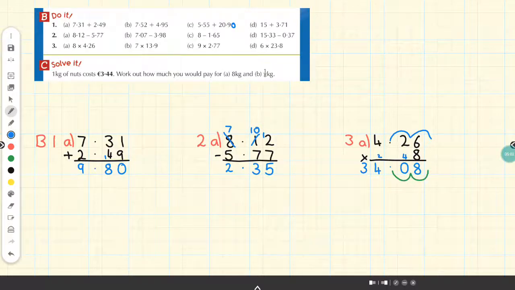So 1/8 of a kilogram is a fraction of 1 kilogram. 8 kilograms then is a multiple of 1 kilogram. So what sums do we need to do to find our answers to A and B?